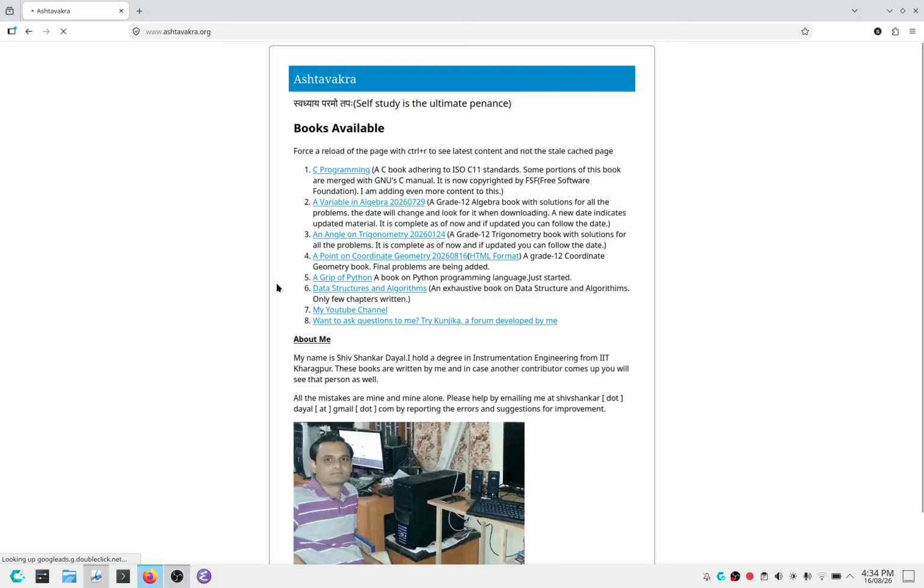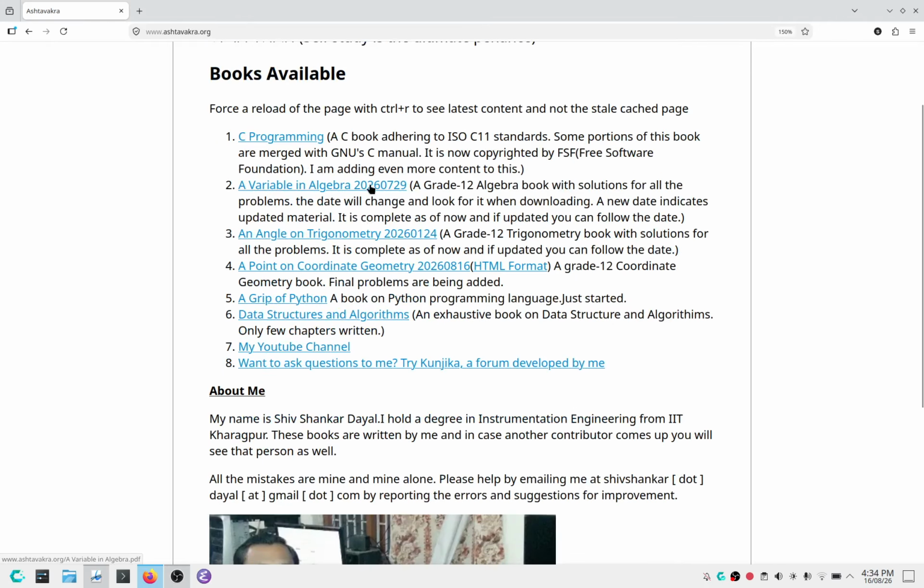And now I'll show you my website. So ashtavakra.org is the website. Let me zoom it a bit. So links 2, 3, and 4 are PDF links of algebra, trigonometry, and geometry books. Now, the date mentioned here will not be in the PDF, so you need to add this date when you download it. For example, coordinate geometry was updated today. I cannot add the date to the PDF itself because that will make all existing links invalid. Now, the Coordinate Geometry book is also available in HTML format, which you can read. I will recommend Firefox browser.